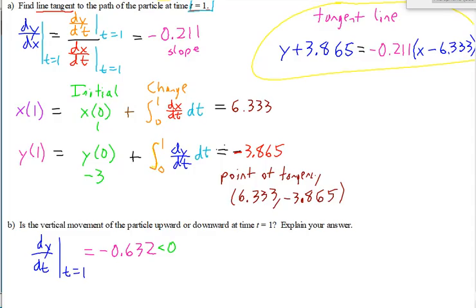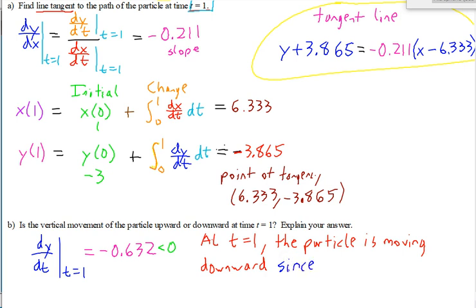Okay. So we can say at t equals 1, the particle is moving downward or down. Let's word it the same way the problem does. Since our reason is that dy/dt, the vertical velocity, specifically at t equals 1, is less than 0.